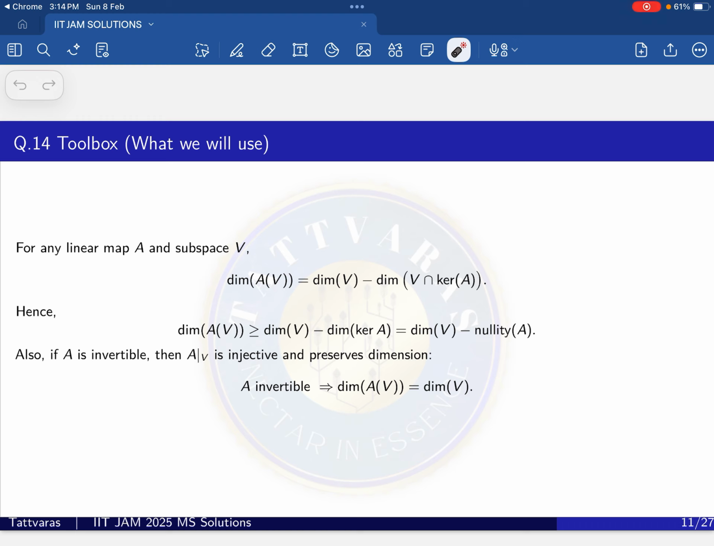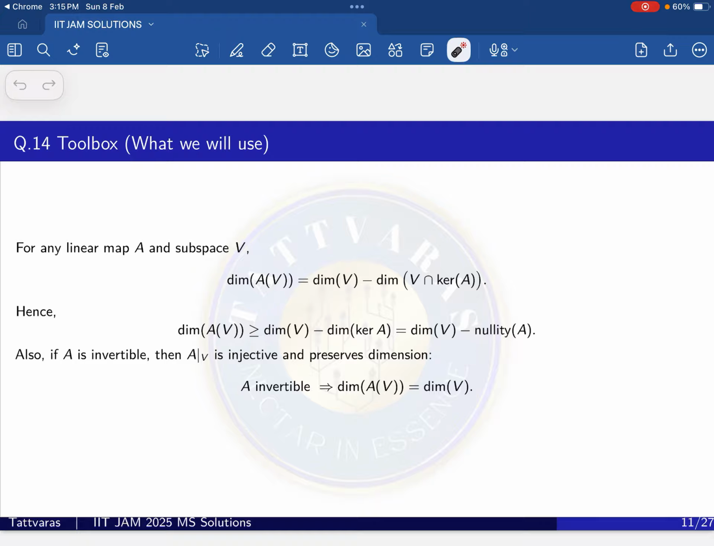So this is again very important, and what it gives us is that this dimension of AV is greater than or equal to, because the dimension of V intersection kernel of A is less than or equal to the dimension of the kernel space of A. So if you take a minus, it will be greater than or equal to, and this will be a lower bound sort of, where the dimension of the kernel space is nothing but the nullity of A, basically the dimension of the null space. So that is there.